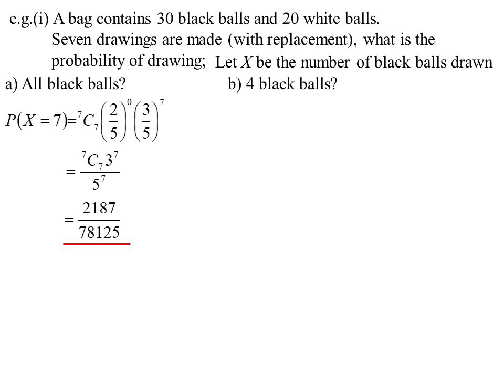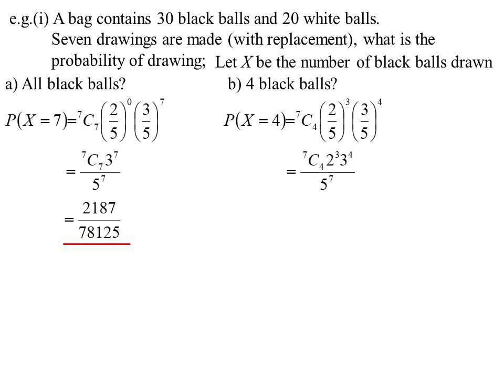4 black balls. So, okay, X equals 4 will be 7C4. Don't forget the binomial coefficient. Probability of it happening to the power of 4. Probability of it not happening then to the power of 3. There is our unsimplified answer, which works out to be that.